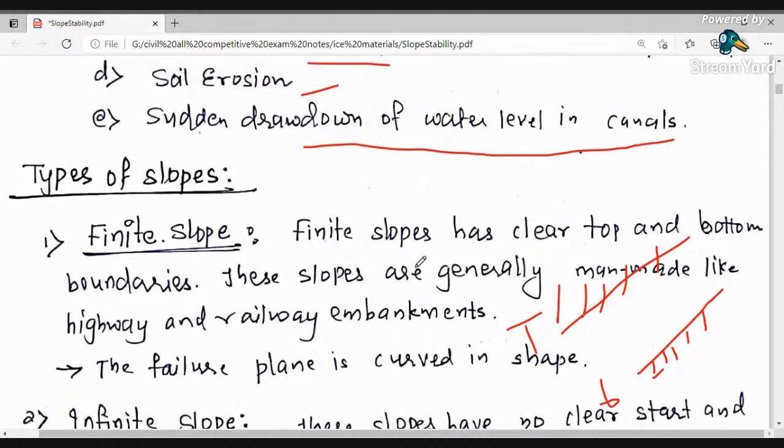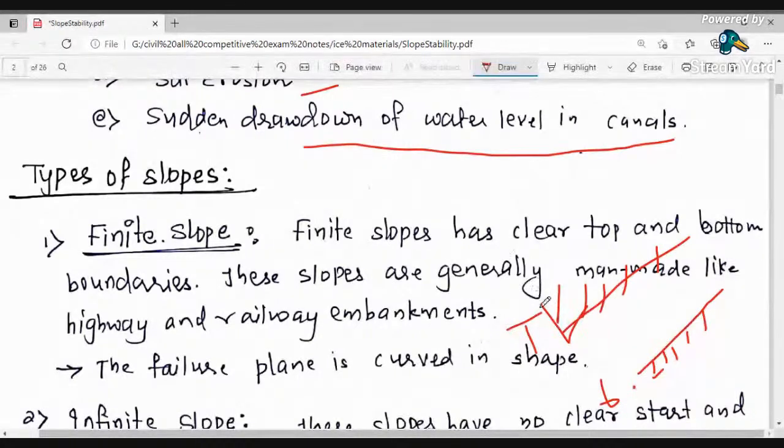If you try to make a highway or railway embankment, then what is happening? We always provide a bottom boundary and also a top boundary. That means in these man-made structures, basically the curves which are formed by the process of humans, if humans make it themselves, then basically most of the time we give a definite boundary at the top and a definite boundary at the bottom. So in main structures we generally see finite slope.